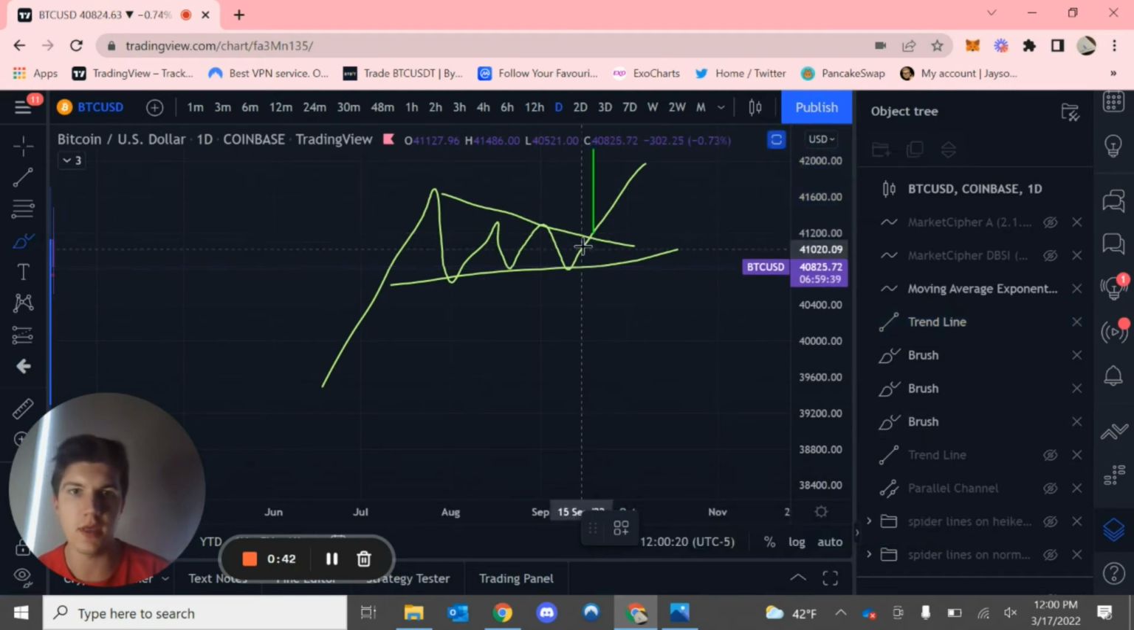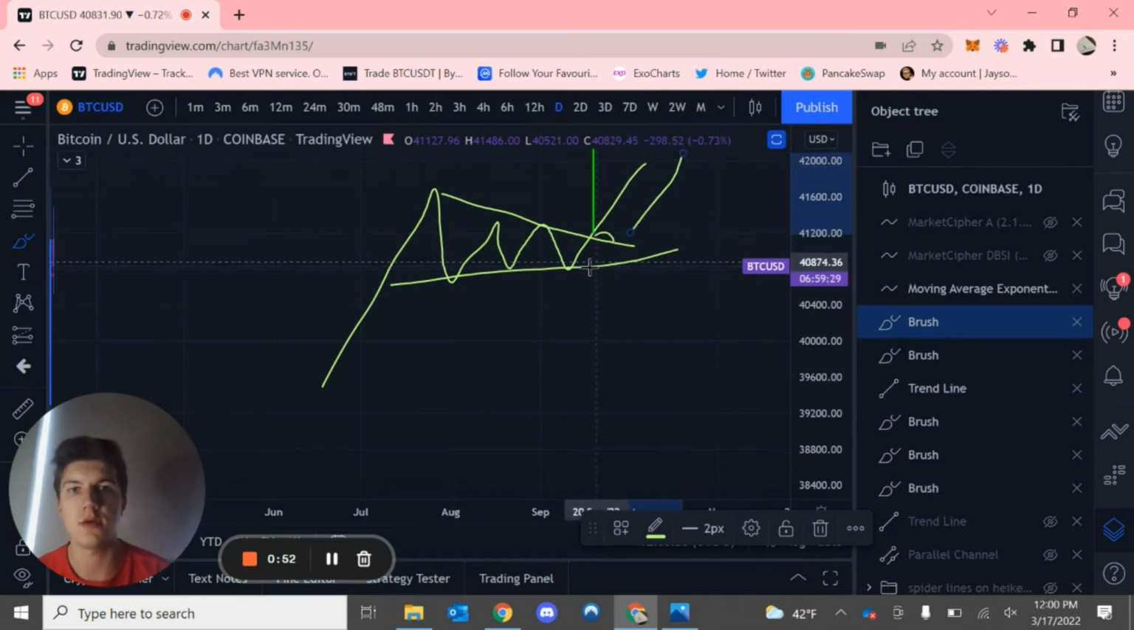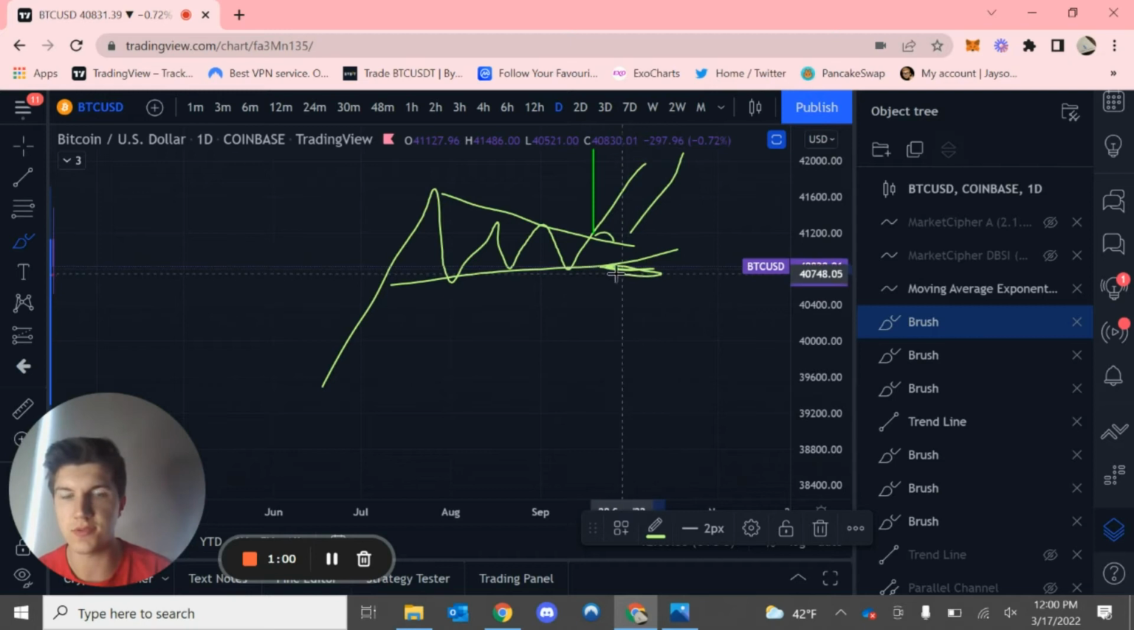Again, wait for a retest of the resistance flipped into support, and then enter in once that does happen. And of course, you can take your stop loss and put it below this support down here of the bottom rising of the wedge. And so this will be another breakout range.